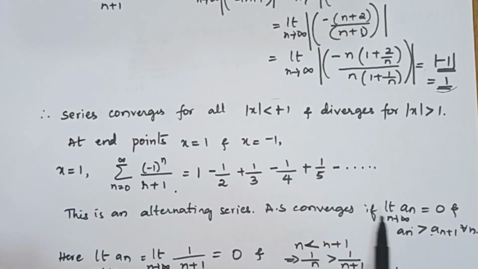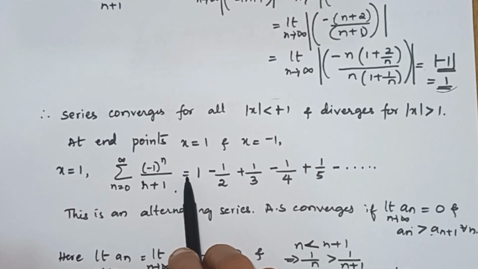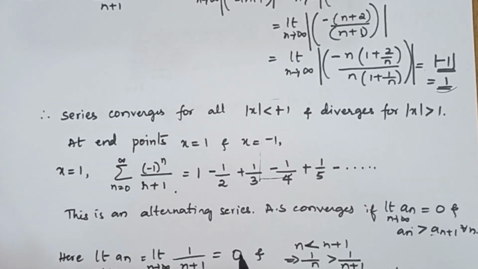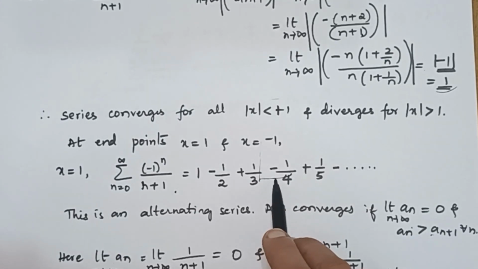Let us check that condition for this series. Here the nth term is 1 by n plus 1. So the limit of an as n tends to infinity is 1 by n plus 1, which is 1 by infinity, giving you 0. So this condition is satisfied. And an is greater than an plus 1 clearly, because n is less than n plus 1, but 1 by n is greater than 1 by n plus 1, its reciprocal. Therefore, an is greater than an plus 1. Both conditions are satisfied, which means the series is convergent.